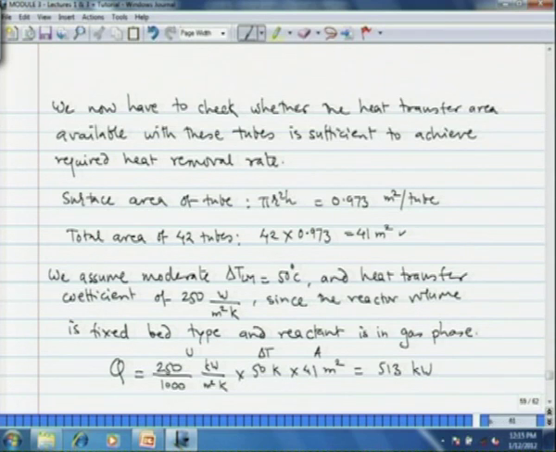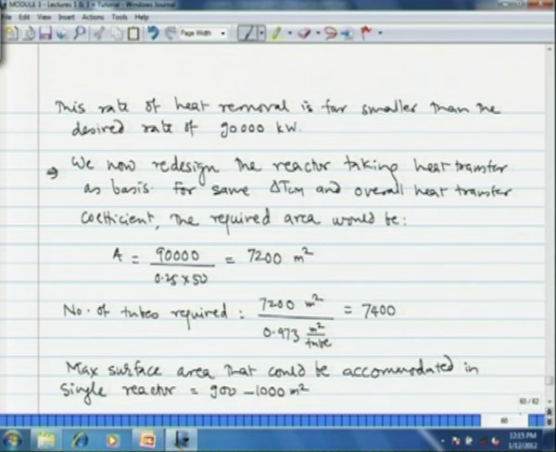Now, what we do is that we take heat transfer as the basis and then redesign the reactor with the same delta T log mean and overall heat transfer coefficient. To achieve the 90,000 kilowatt heat removal rate, the heat exchanger area that will be required, again using the same formula Q equal to UA delta T, will be area equal to 90,000 divided by 0.25 kilowatt, the heat transfer coefficient, into 50. So, 7,200 meter square.